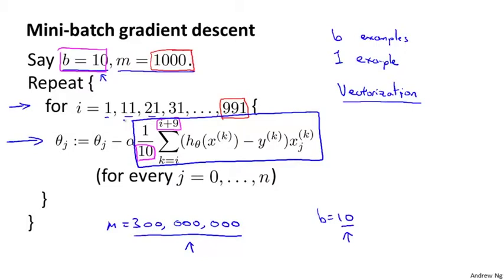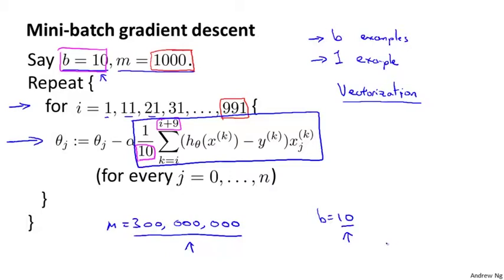So in other words, by using appropriate vectorization to compute the derivative terms, you can sometimes partially use the good numerical linear algebra libraries to parallelize your gradient computations over the B examples. Whereas if you were looking at just a single example at a time with stochastic gradient descent, there isn't much to parallelize over, or at least there's less to parallelize over.